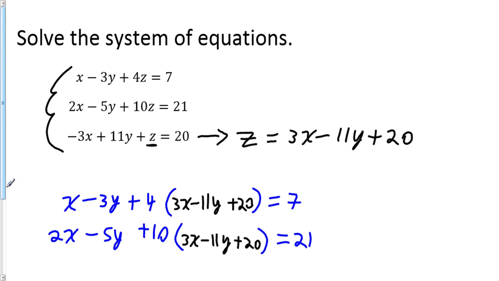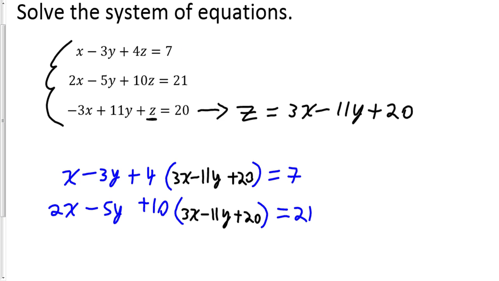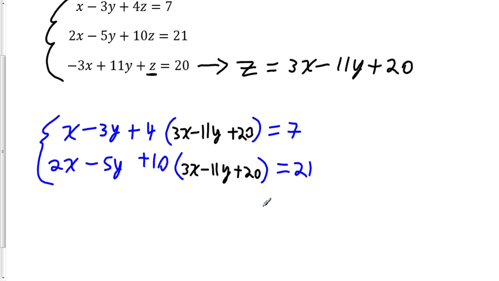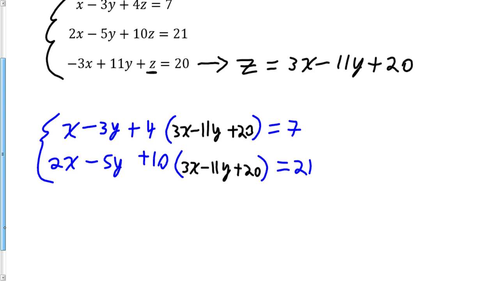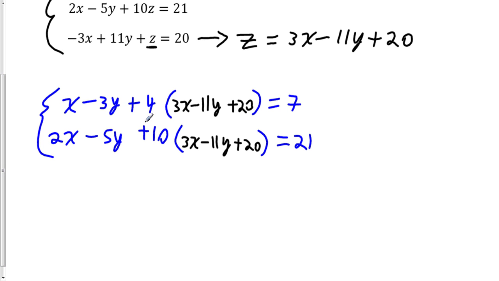And now I have a new system. This is a system with two equations and two unknowns. Notice I only have two equations now, but I have only x and y as my unknowns. z is gone. So what I'm going to do is simplify this by putting them both in standard form.